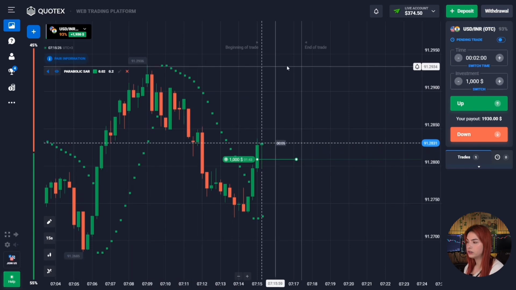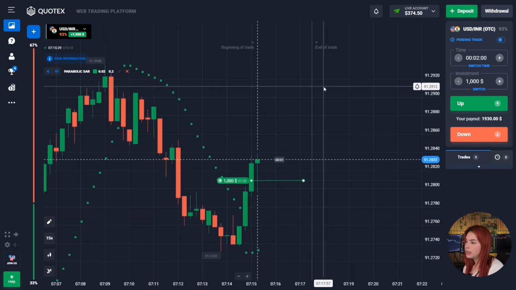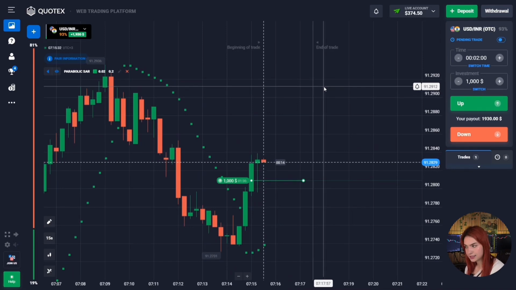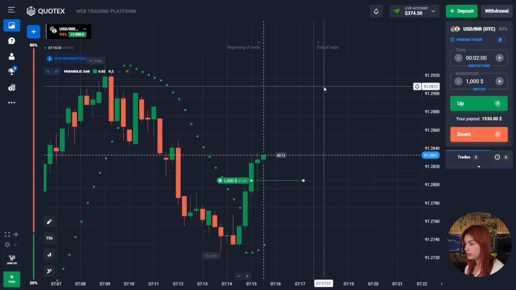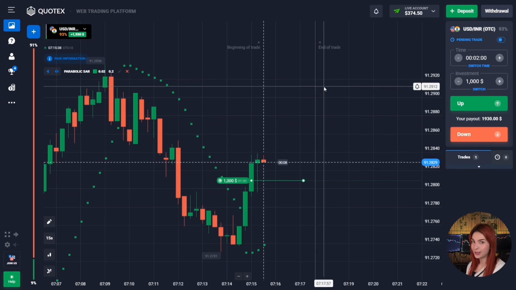That is, all these points indicate that the price has a good potential for growth. I think that in this case, 2 minutes will be quite enough. And let's just watch the chart and see how this deal will close.